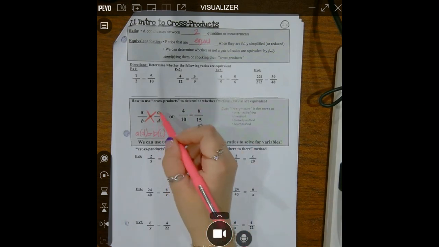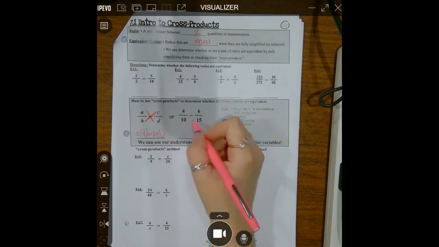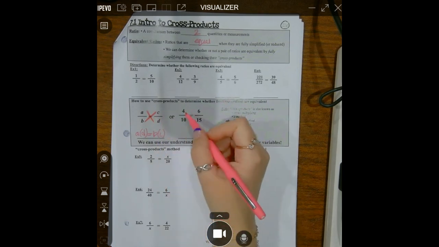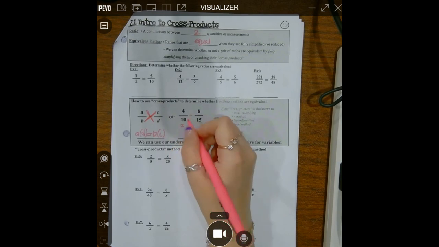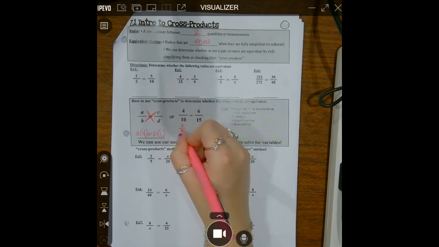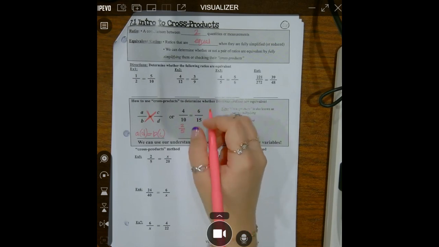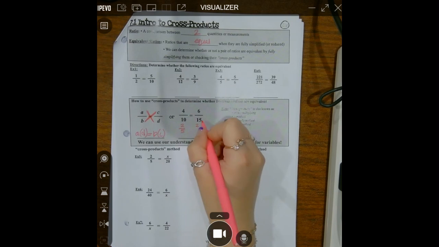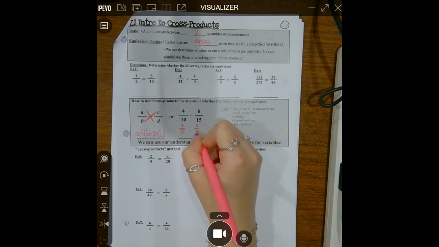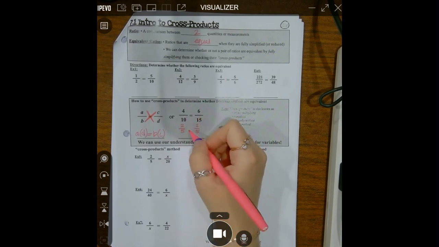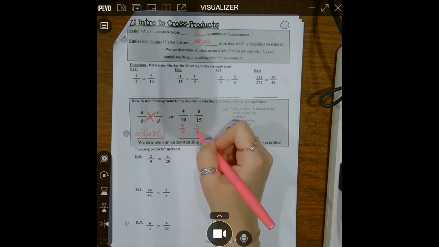Okay, so again, this times this is equal to this times this, and let's test it with this right here. Are these equal to each other? Well, if I reduce this, it reduces by 2, right? What's 4 divided by 2? 2. What's 10 divided by 2? 5. Okay, what can this reduce by? 3's, right? What's 6 divided by 3? 2. And what's 15 divided by 3? 5. So do you see that both 6/15 and 4/10 reduce to 2/5, right? So we know that these two ratios or fractions are equivalent to each other.